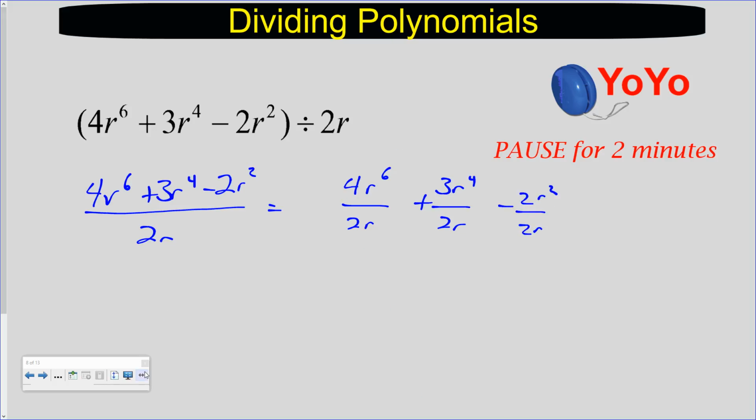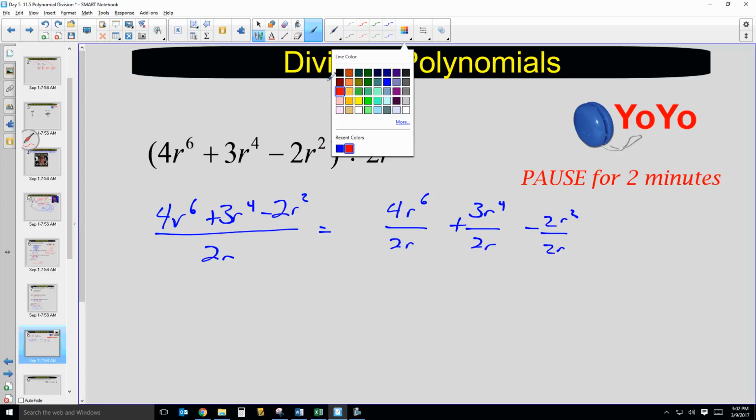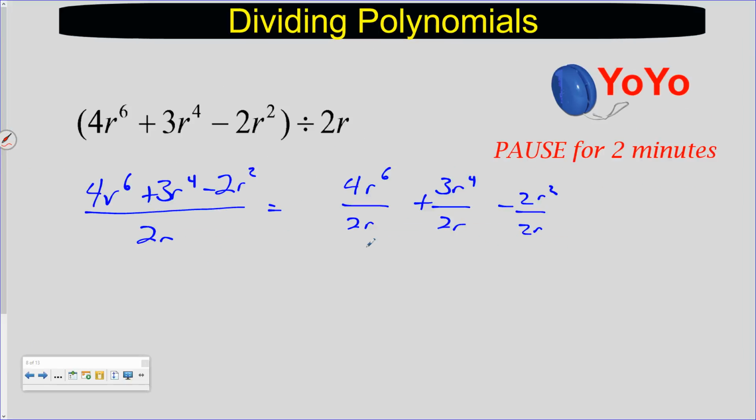We're going to start looking for our common factors. What's in the numerator and denominator that we can take out at the same time? Well, 4 divided by 2 is 2. r to the 6th divided by r will be r to the 5th. 3 over 2, can't do anything with that, but I can take this r out and make this r to the 3rd. Remember, we're just subtracting powers because we're dividing exponents. 2 over 2 just becomes 1. r squared over r is just going to be r to the 1st up top.